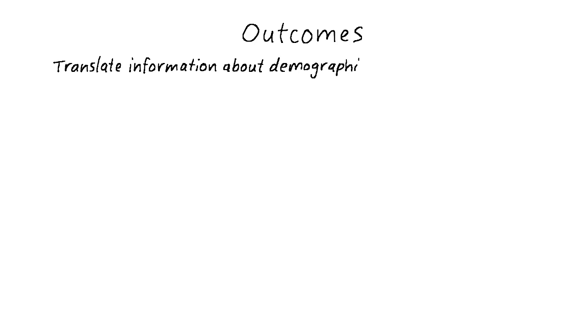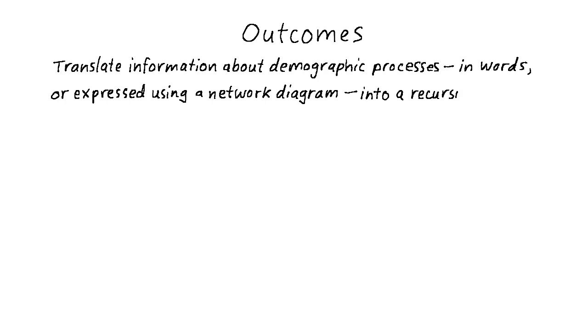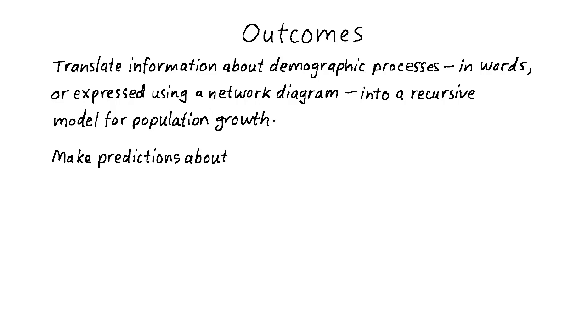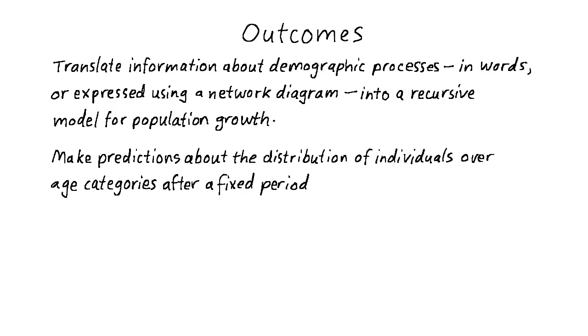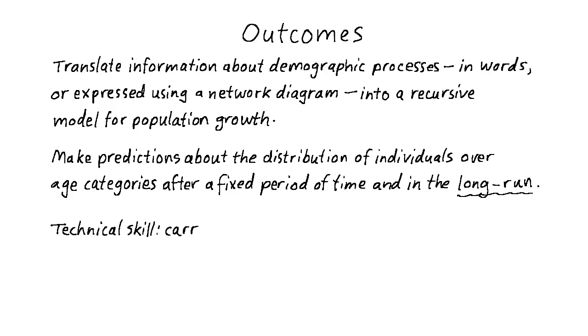At this point, you should be able to do at least 3 things. You should be able to translate information about demographic processes, presented in words or as a network diagram, into a recursive model for population growth. You should also be able to make predictions about the distribution of individuals across age categories after a fixed period of time and in the long run. When it comes to predictions about the long run, though, for now, your statements will be more qualitative than quantitative. Lastly, on a technical note, you should also at this point be able to carry out matrix vector multiplication.